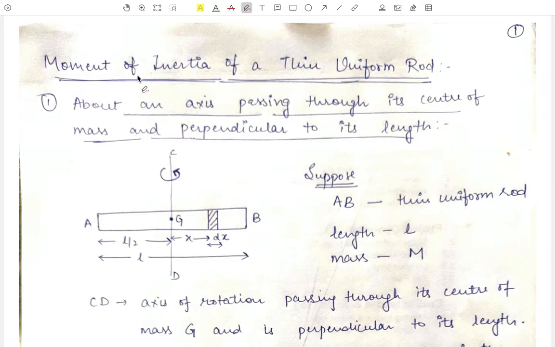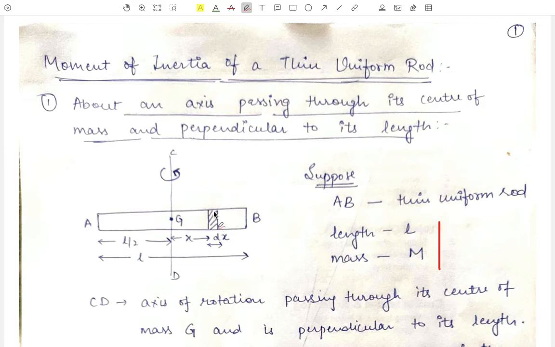Now, to find the moment of inertia, first of all we have to decide an axis about which we want to derive it. Let us consider a rod AB of length L and mass m, with its center of mass at point G, which is also the center of the length AB. Now we have an axis, say CD, passing through its center of mass G and perpendicular to the length of the rod. We have to derive the moment of inertia of this rod about the axis CD.